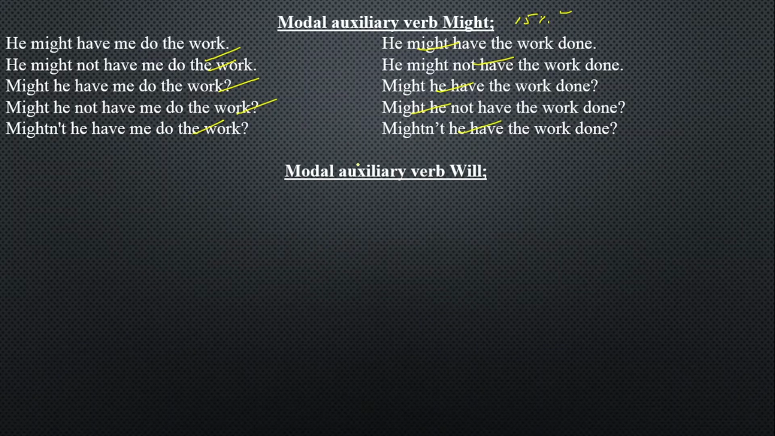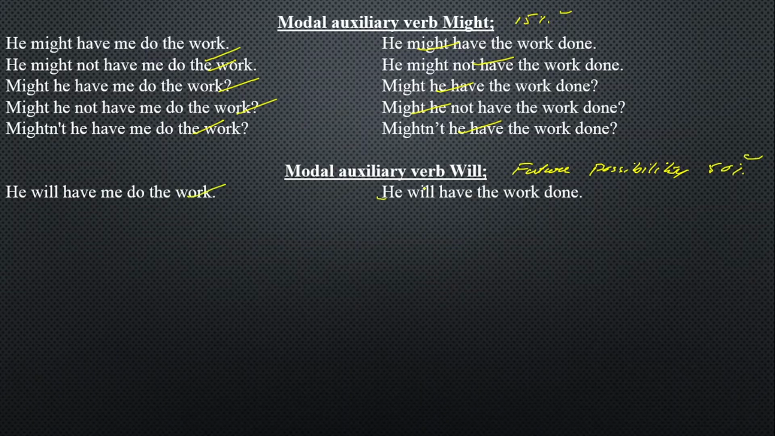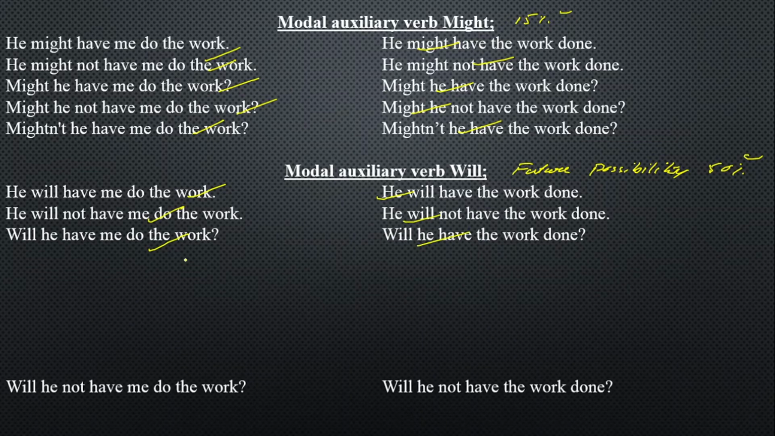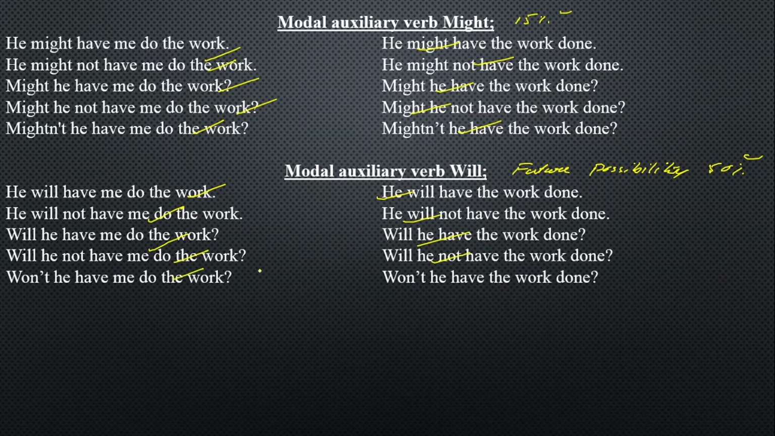Next modal auxiliary verb is will, which is used for future possibility, and that possibility is for 50% in future. He will have me do the work, he will have the work done. He will not have me do the work, he will not have the work done. Will he have me do the work, will he have the work done? Will he not have me do the work, will he not have the work done? Won't he have me do the work, won't he have the work done?